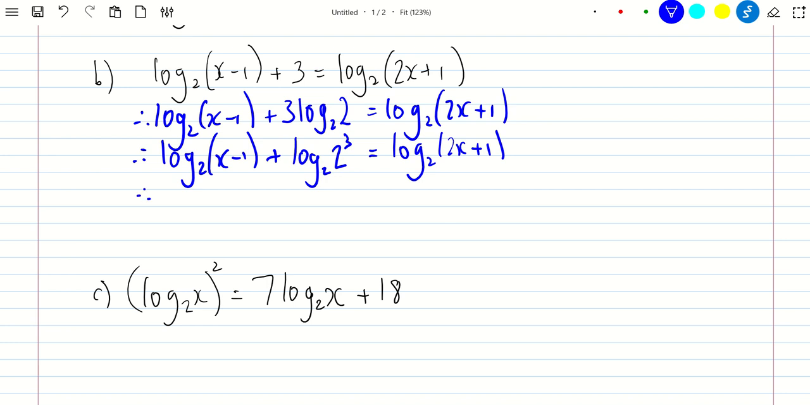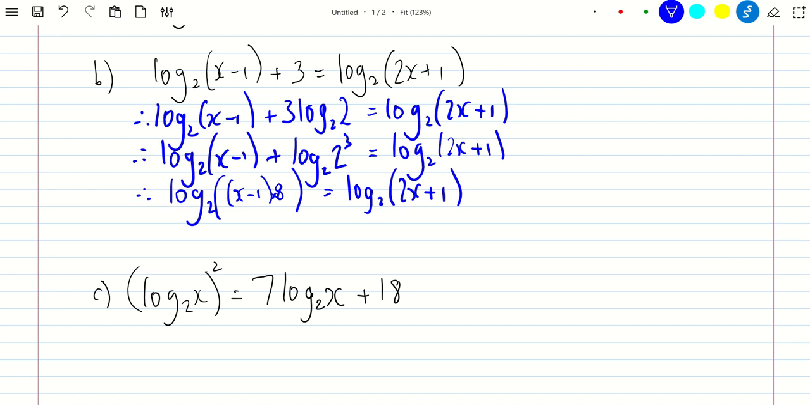And so just remember, when we're adding logs, then we multiply. So this is going to be log of (x minus 1), and that's log base 2 to the 3, so that's 8, so that's multiplied by 8. So I'll just put that there, multiplied by 8, is equal to log base 2. I'm going to run out of space here. See how we go. I reckon I can do it.